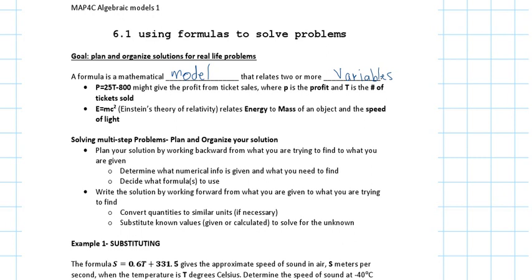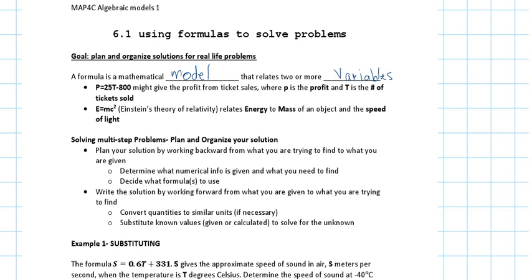See here, I have two letters. I have P and T. They give you a formula. They tell you what they usually say, where P is the profit in thousand and T is the number of tickets sold, right? So they have to specify what these letters represent. Otherwise, you won't be able to know what you're solving for. Does that make sense?